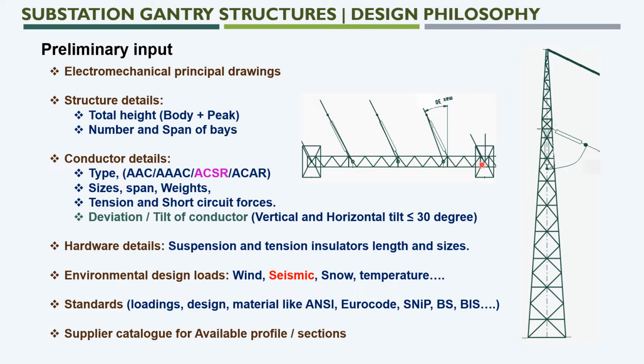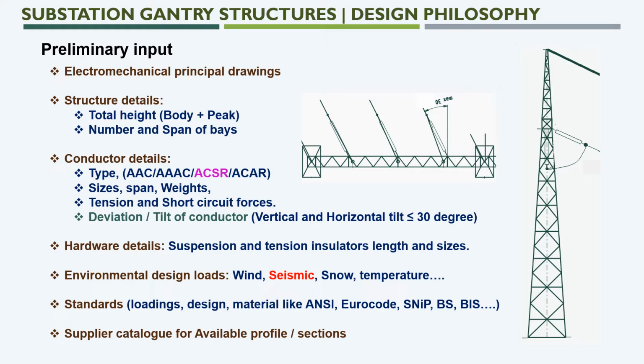So in the plan view you can see in the next picture on the right hand side. This is a tower view in the plan. This is a girder which is connecting the two towers. So this information we can get from the electromechanical principle drawings. So total height, body and peak, and the number and the span of bays.